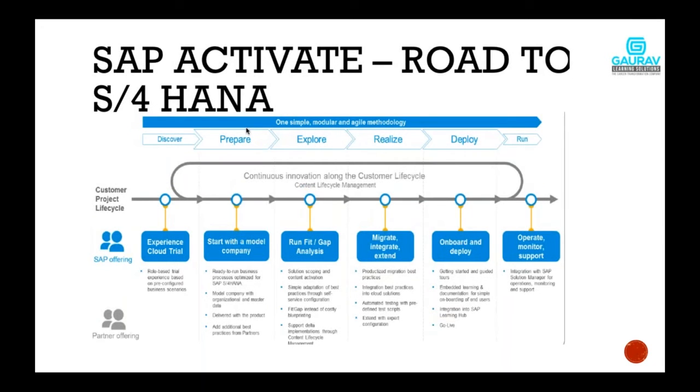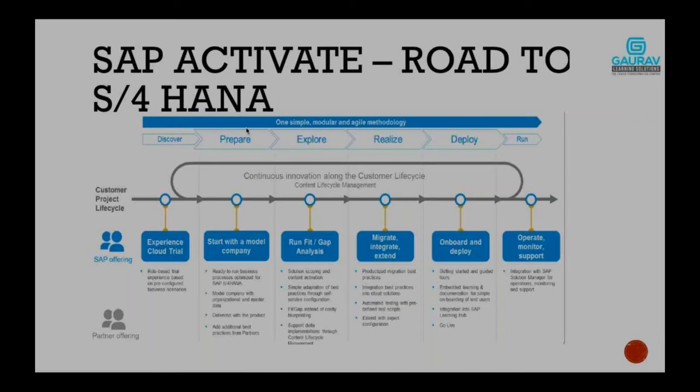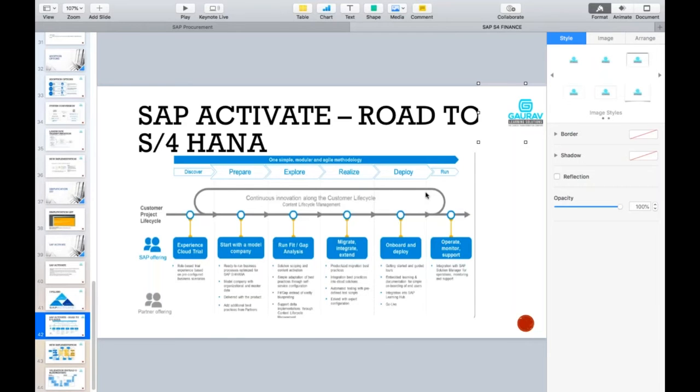You cannot go to the realization phase until you complete the business blueprinting phase, right? But in SAP Activate methodology, you can always come back and forward because we are not following the waterfall model. So maybe you can say my AP process is in the prepare phase, but my GL accounting is already in the realization phase. So you can perform multiple different processes at different phases.